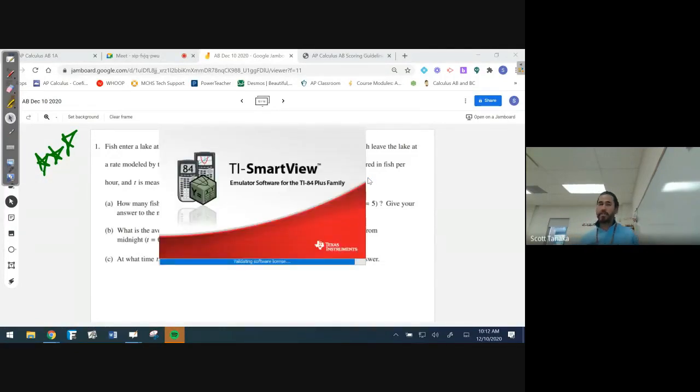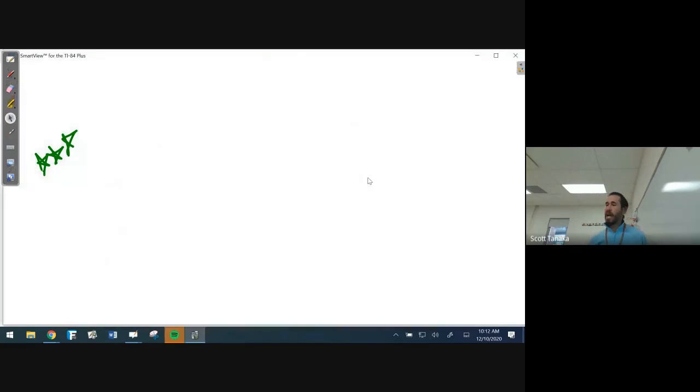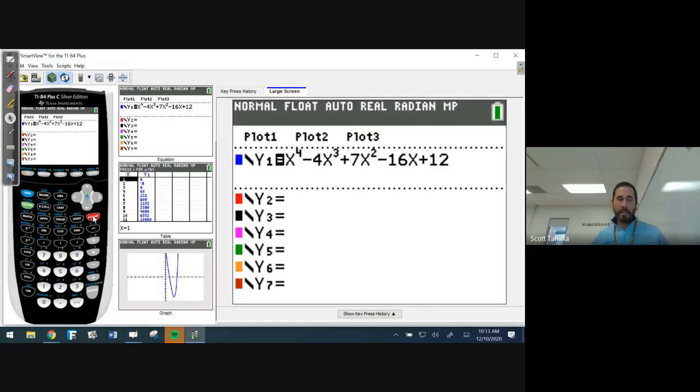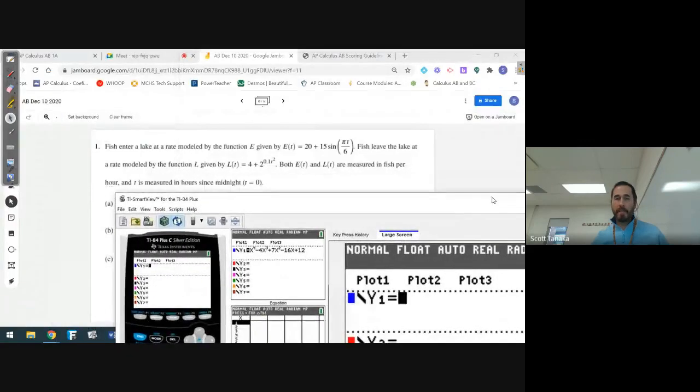Do me a favor as my calculator gets uploaded. Whenever you have these questions and they're calculator related, when they give you functions to work with, plug those functions in your Y1. Now this particular problem gives me two functions to work with. So let's plug one of them into Y1 and one of them into Y2. So I'm going to go Y1 and plug it in there.